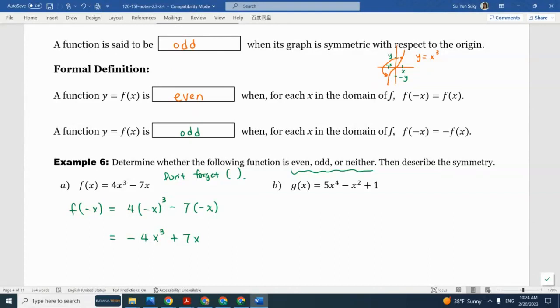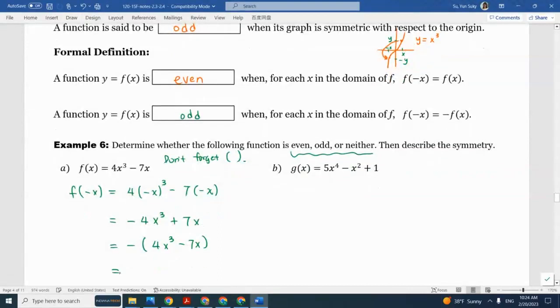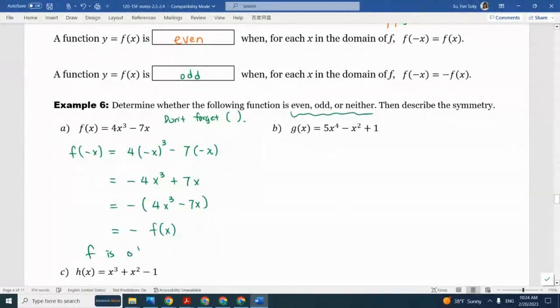Are they the same? No, but do you see if we factor out a minus, we get 4x cubed minus 7x. This is exactly negative f of x. So we get f of negative x equals negative f of x. Is f even or odd? Look at the definition. Odd. Yeah, very good. So f is odd.